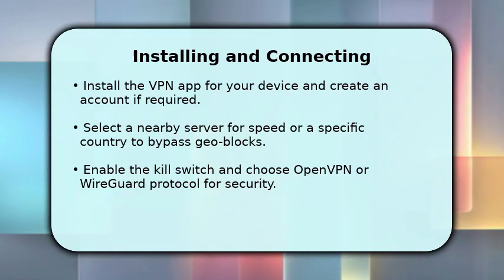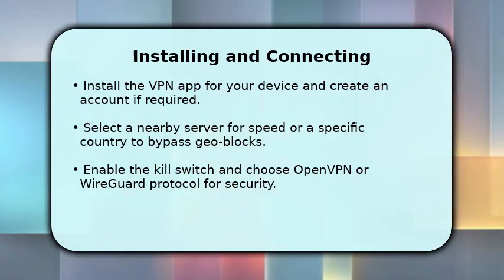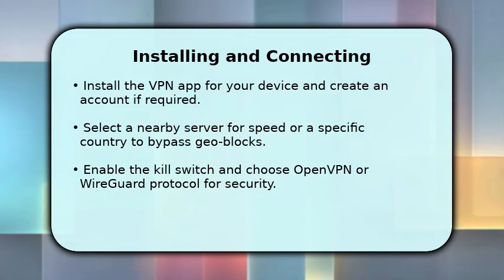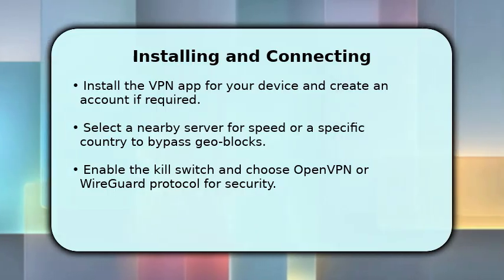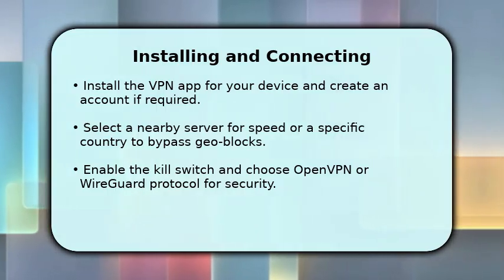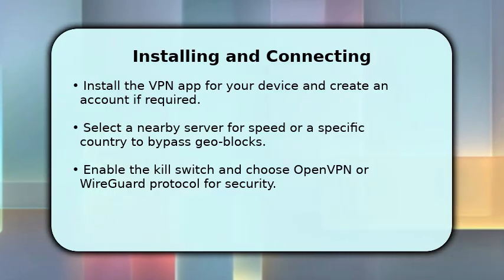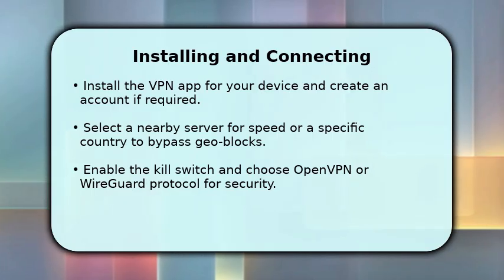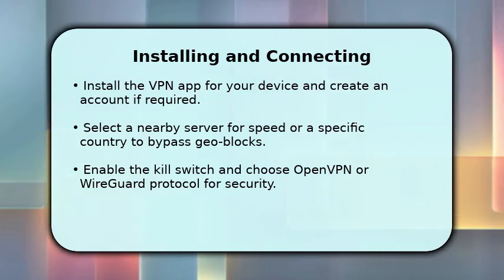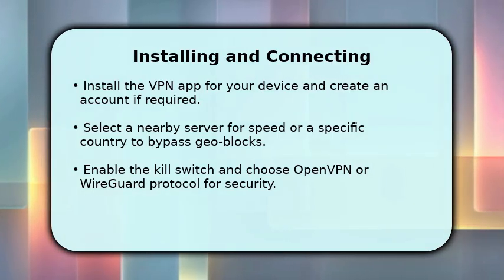Install the VPN app for your device and create an account if required, using a secure email and unique password. Review permissions and only grant what the app needs, then sign in and check for any app updates. Select a nearby server for speed or a specific country to bypass geo-blocks, balancing latency and desired content access.